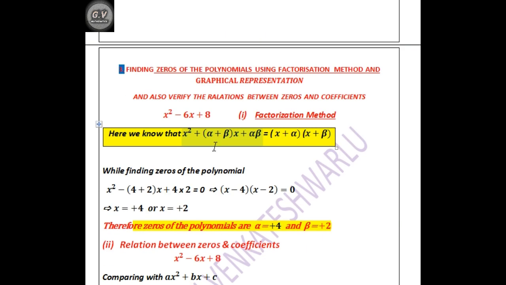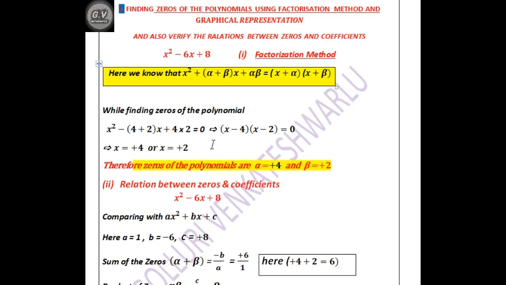Next, look at the third example. Just briefly I will explain. Here also we find the zeros of the polynomial using the factorization method and the graphical method, as well as verifying the relation between zeros and coefficients. Here 8 is written with a positive symbol, Nana. Here the x square coefficient is 1. It is easy to represent the product of linear factors whenever the x square coefficient is equal to 1, so it is very easy to resolve into factors.